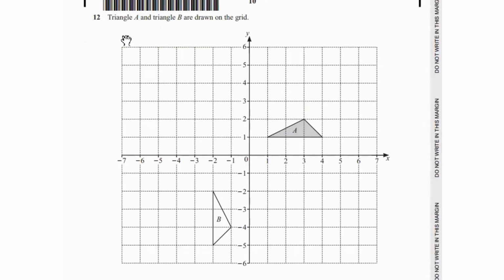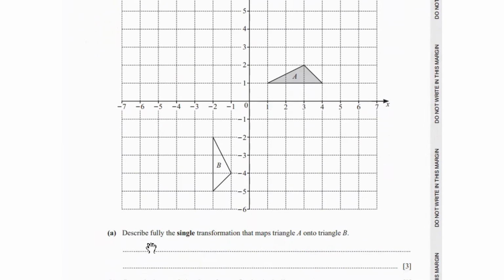The triangle A and triangle B are drawn on the grid. Describe fully the single transformation that maps triangle A onto triangle B. We can clearly see that's a rotation and A is going on to B, so we're going in this direction. So that's 90 degrees clockwise rotation.